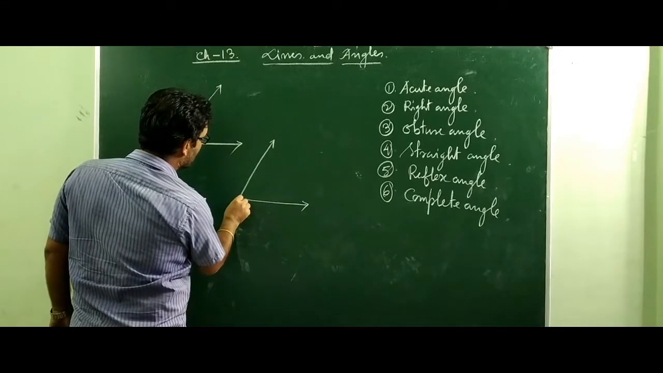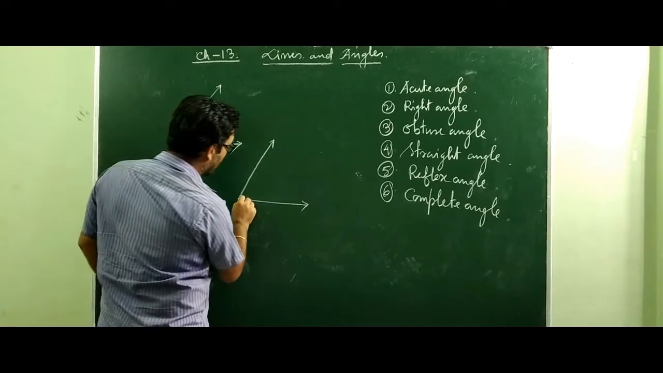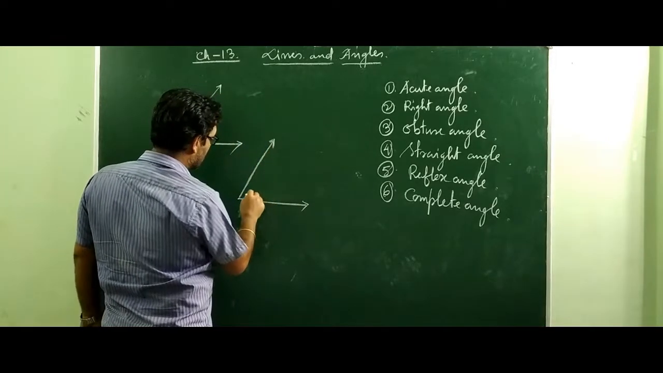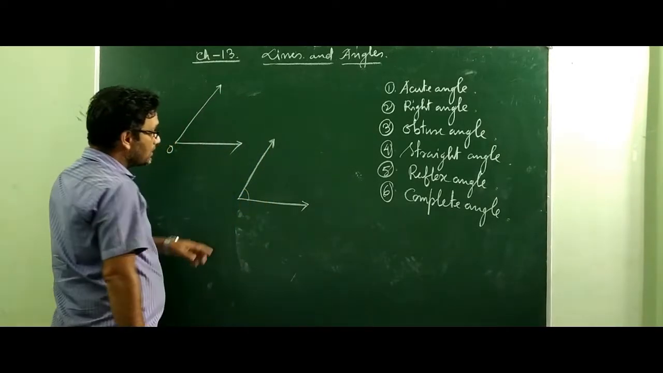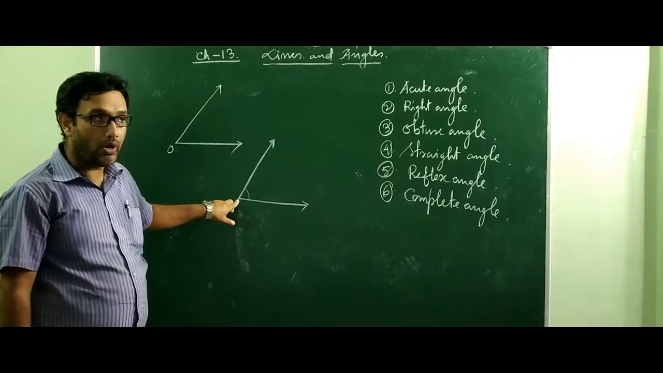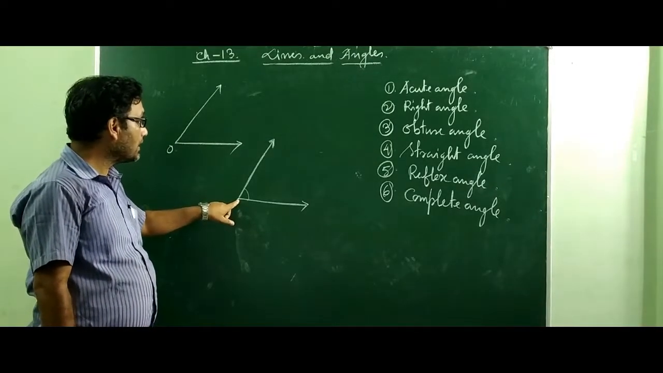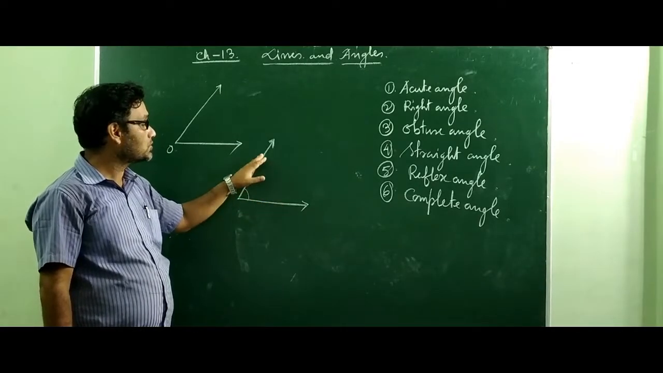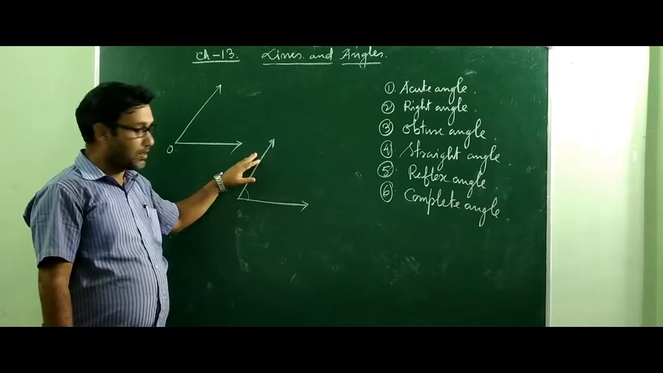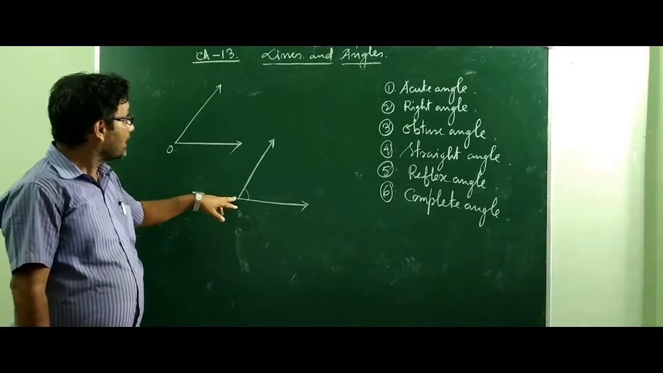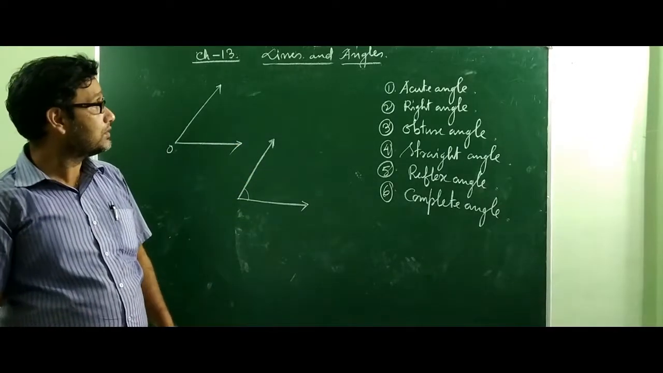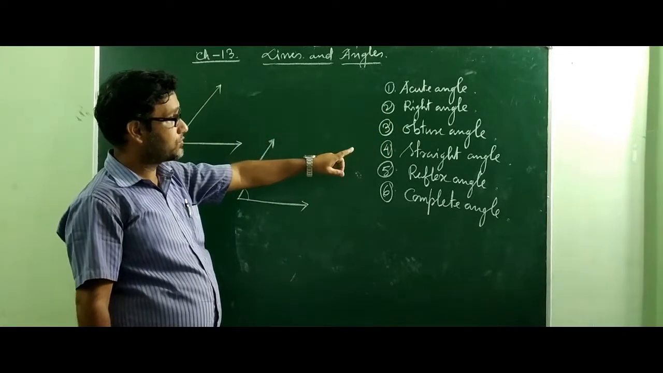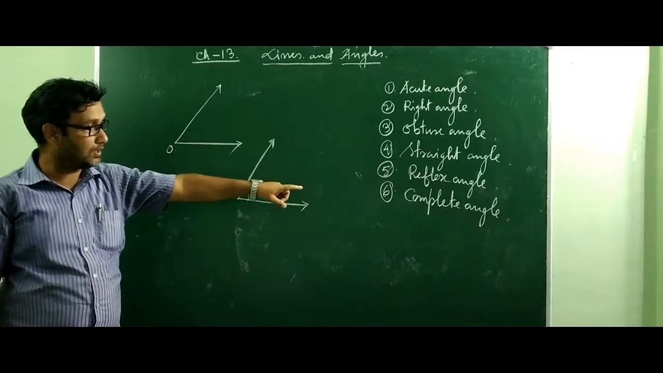That means this point is called the initial point. Here is one ray and this is one more ray, so they will form an angle here. This point is called the vertex, and these two lines, that means the rays, are called arms. Now in angles you will get acute angle, right angle, obtuse angle, straight angle, reflex angle, and complete angle.